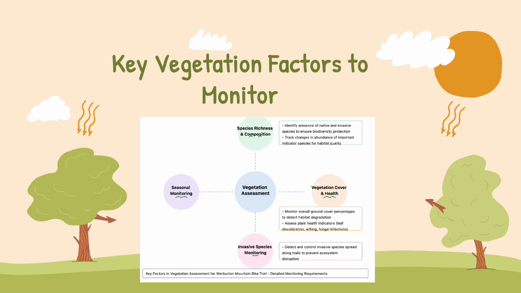Key factors to monitor include species richness and composition, which help identify both native and invasive species to protect biodiversity. We will also track changes in indicator species, which reflect habitat quality, and monitoring vegetation cover and plant health is very vital for detecting habitat degradation, while controlling the spread of invasive species along the trails prevents disruption of ecosystems. Another key factor would be seasonal monitoring, which is also crucial to see the state and growth of vegetation during different periods over time.